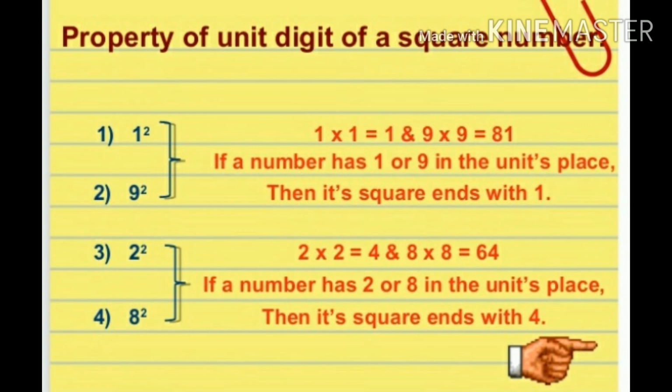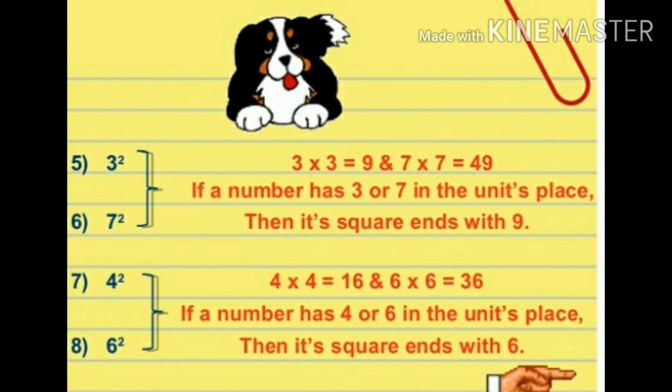Dear students, you observe the given examples carefully. This is the continuation of the same concept. Here, if a number has a 3 or a 7 in the units place, then its square ends with 9. In the example, 7 into 7 is equal to 49. 49 ends with 9.